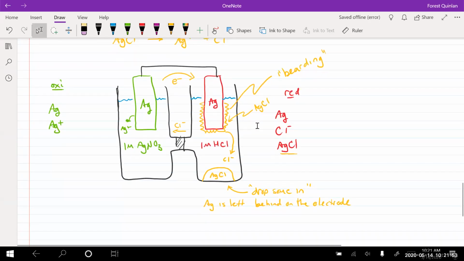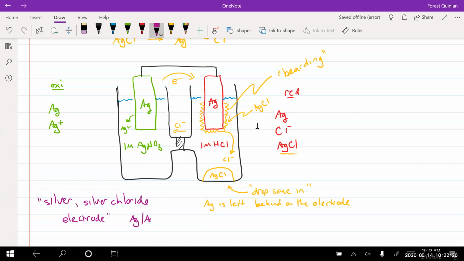Whew. So here we have the silver chloride electrode. I guess I should note that. This is called the silver chloride electrode, often written as Ag/AgCl.